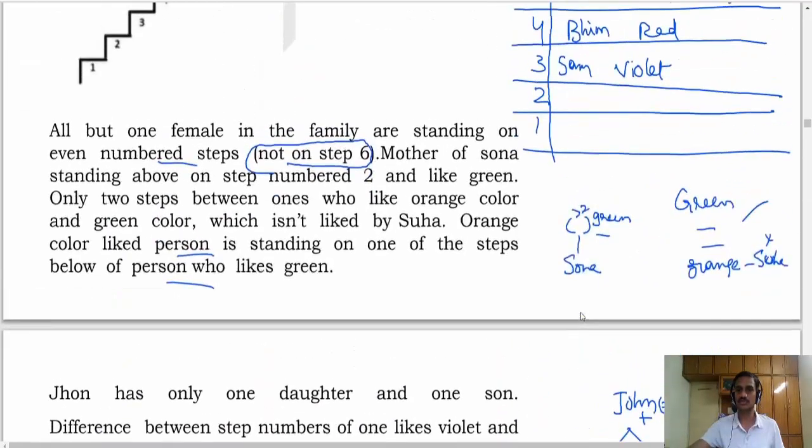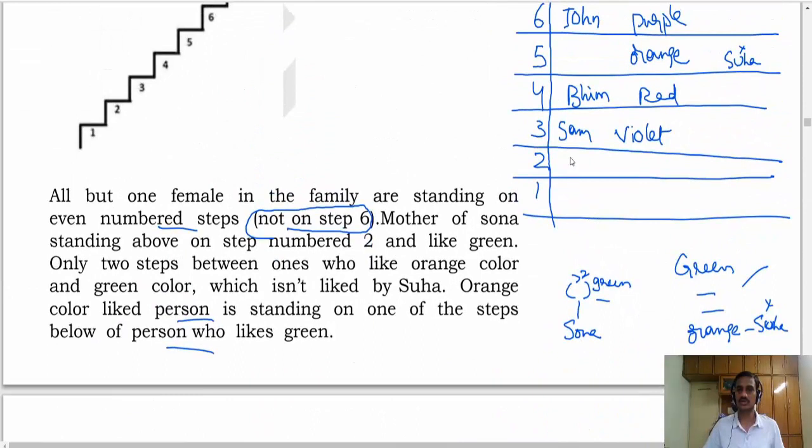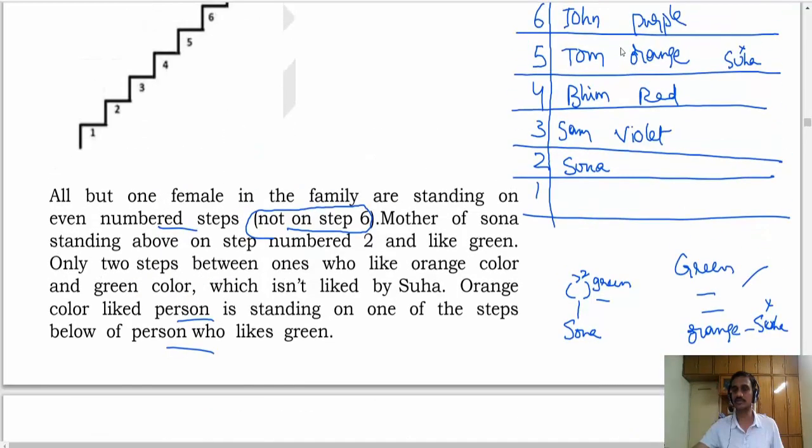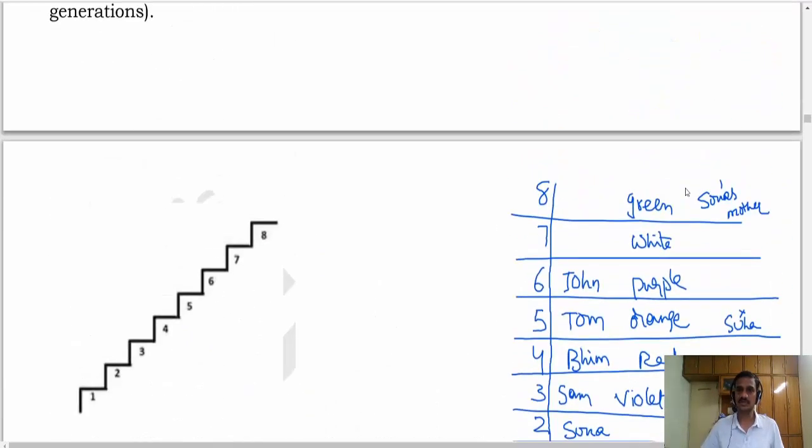2లో ఎవరున్నా చెప్పండి? 2లో సోనా ఉండాలి. 2లో సోనా ఉంటే, then ఇక్కడ ఎవరు ఉండాలి చెప్పండి? Tom is 5th floor, 5th step. Then now blue is below this one and blue is liked by Ramya now. And second ఉండాలి చెప్పండి? Ramya is here. As Ramya is here, then this must be blue. And who is the person left over here? And Sona's mother is left out.